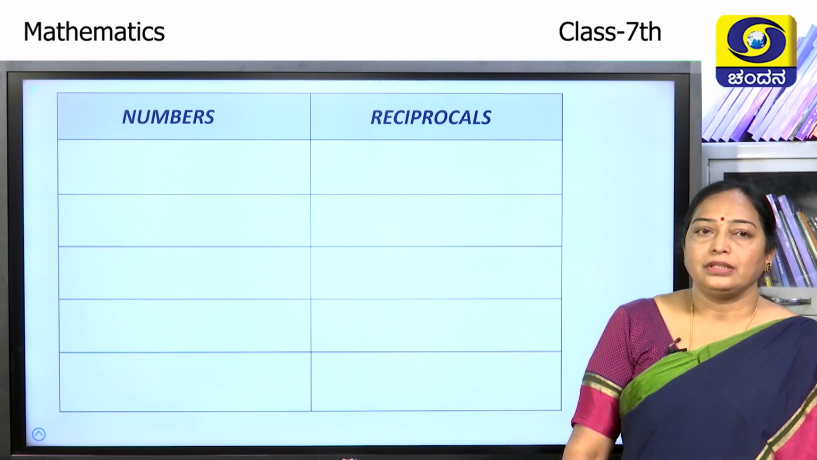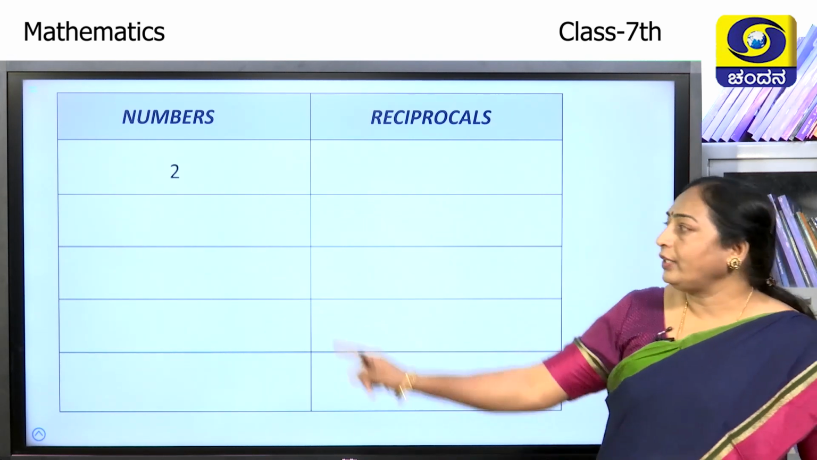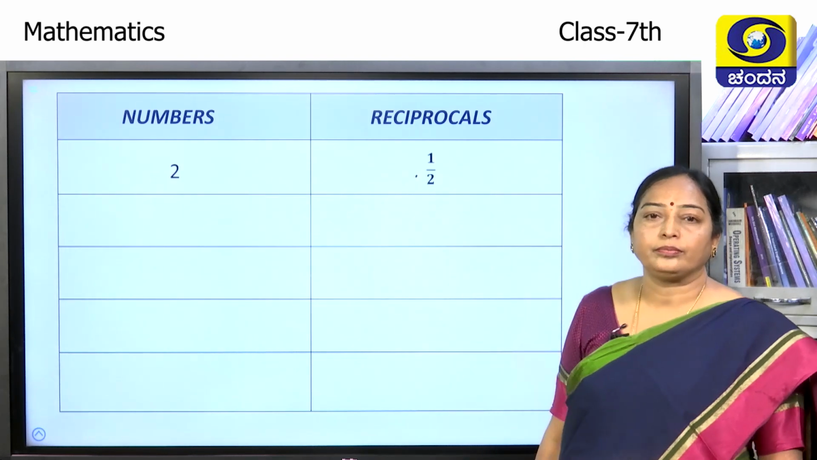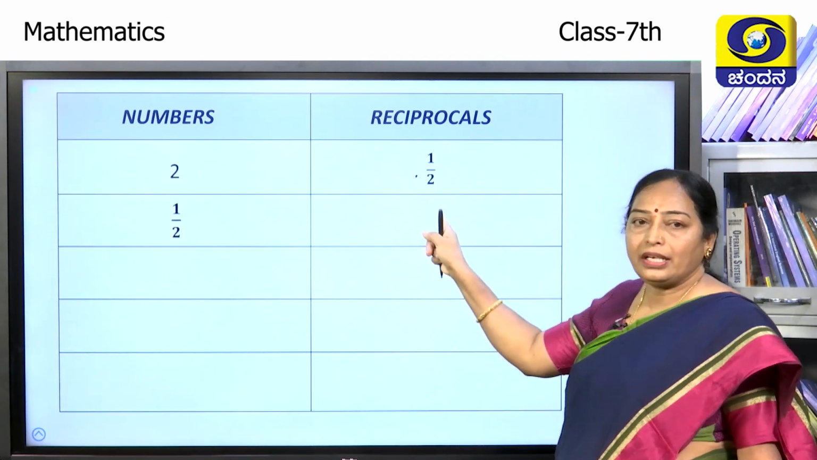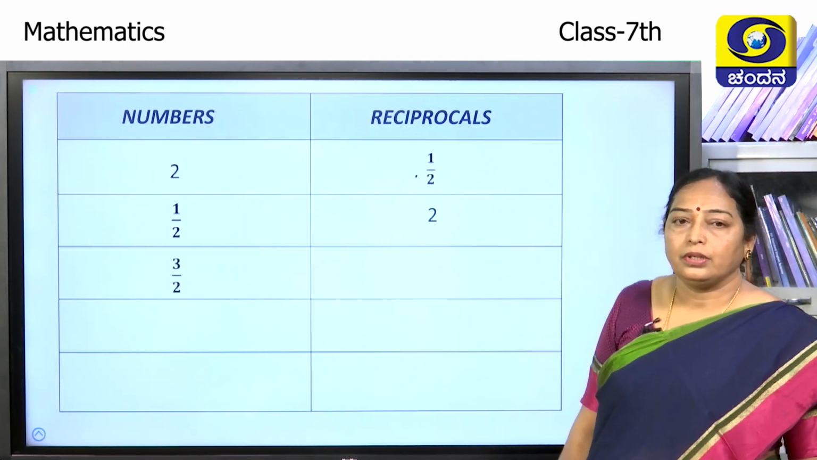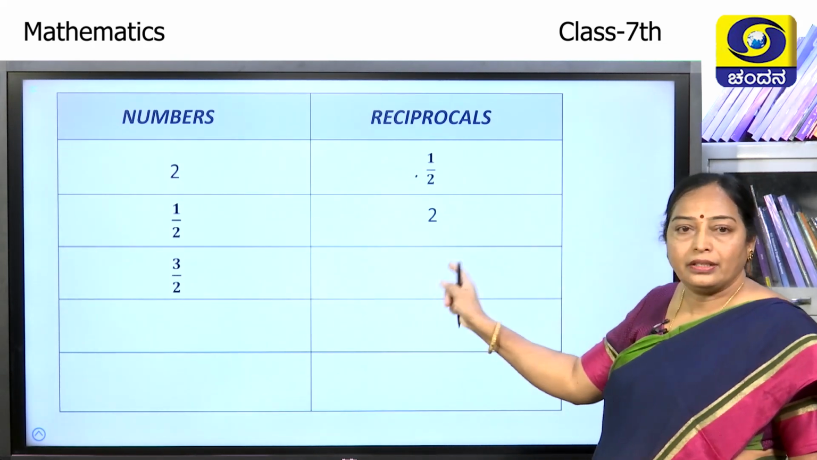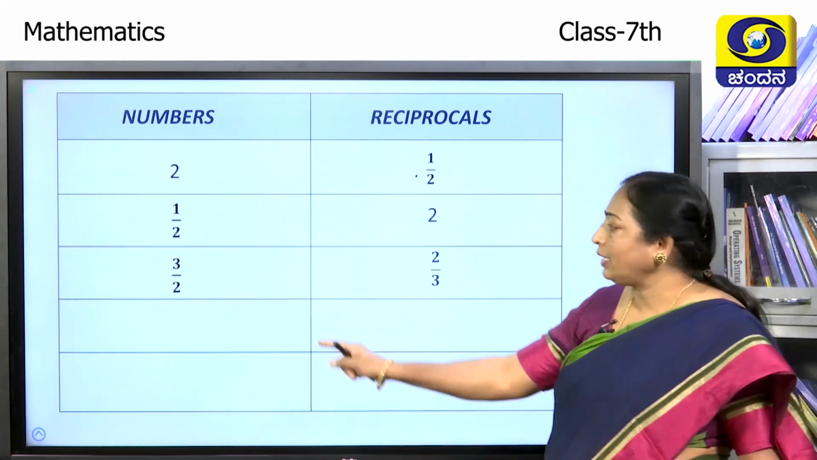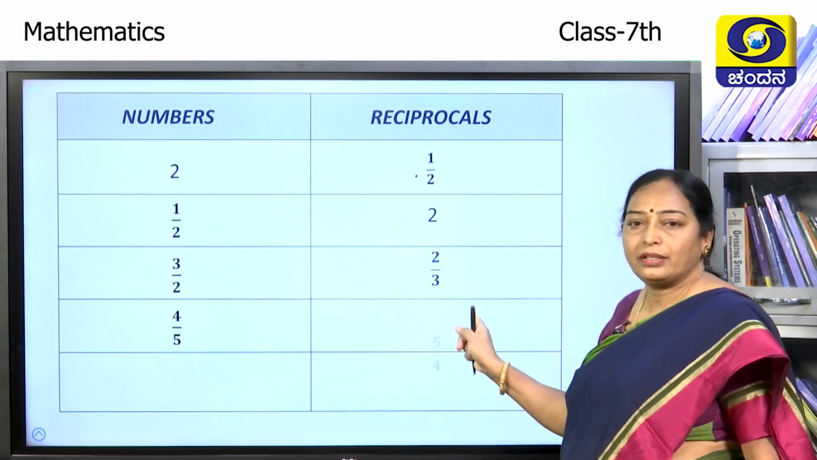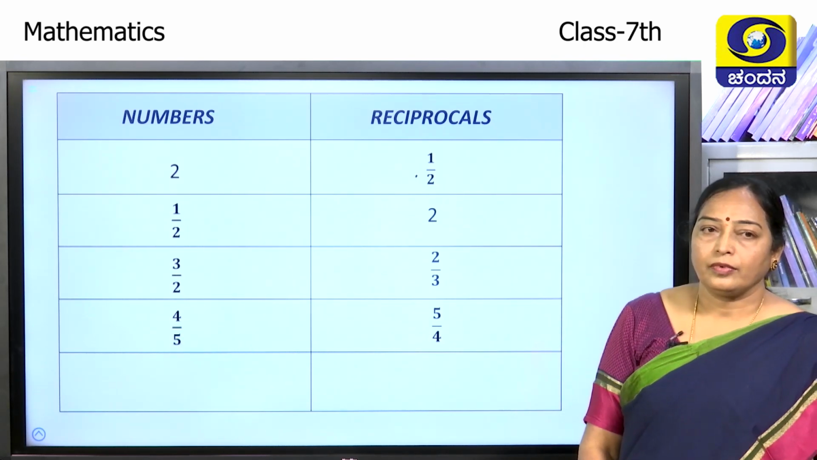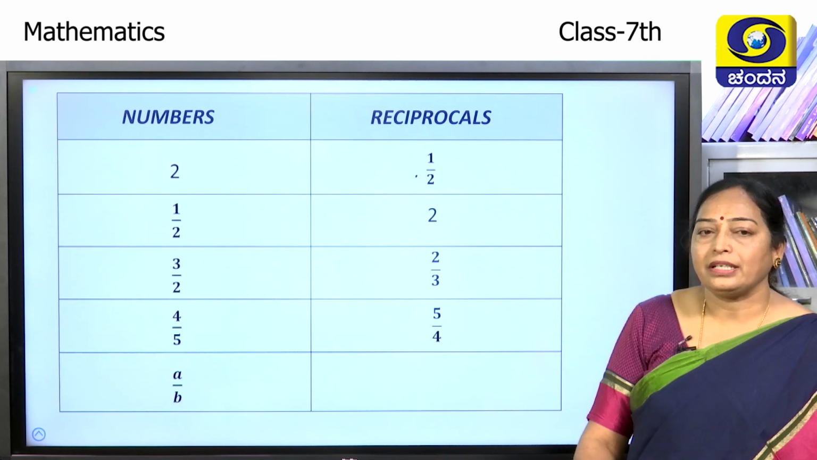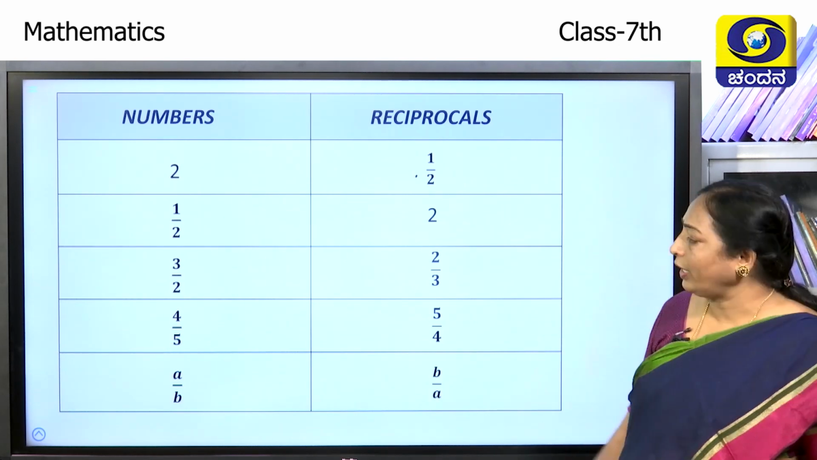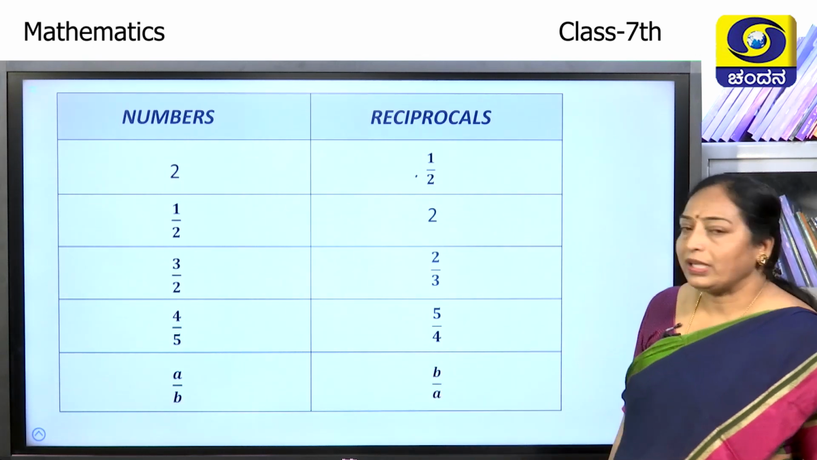Next, take some numbers. By inverting 2, we get 1 by 2. By inverting 1 by 2, that means changing the numerator and denominator, we get 2. By inverting 3 by 2, we get 2 by 3. By inverting 4 by 5, we get 5 by 4. If we consider any fraction in the form a by b, how do we invert this? How do we change the numerator and denominator? By inverting a by b, we get b by a.